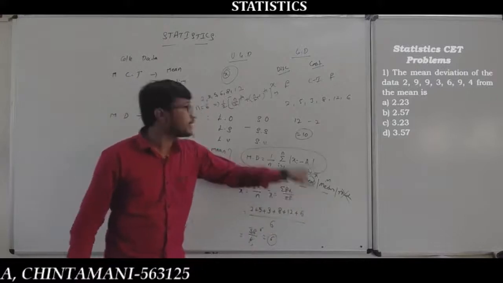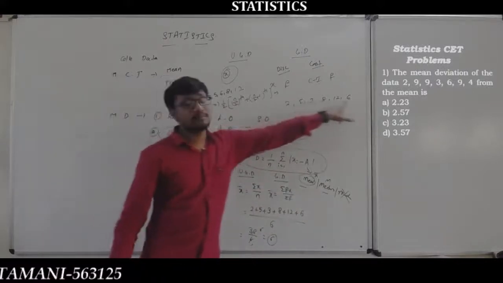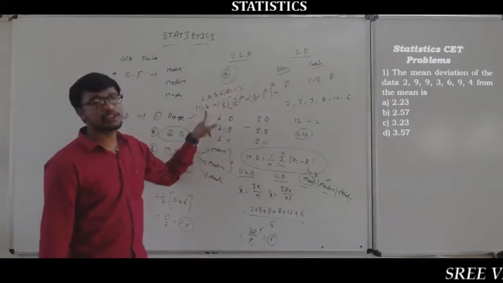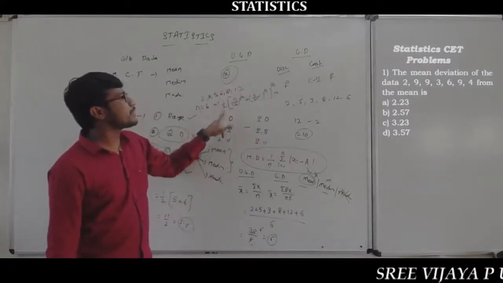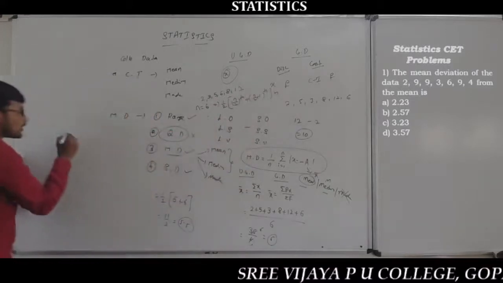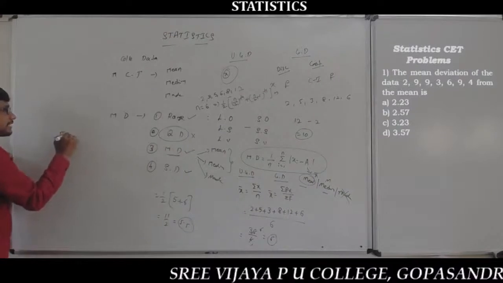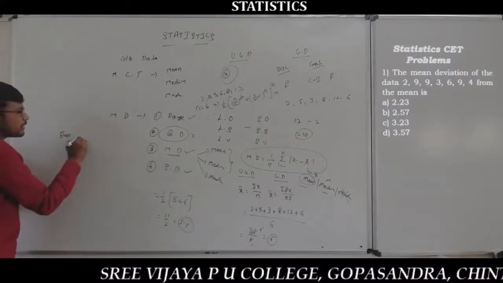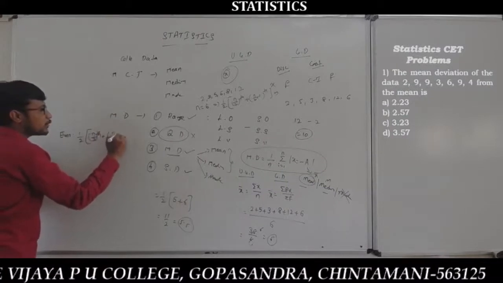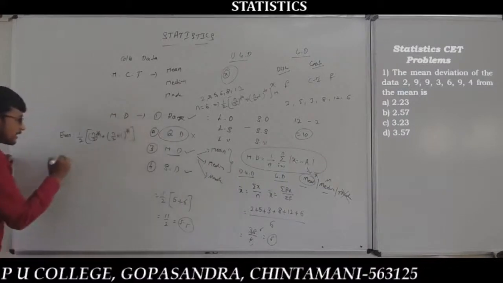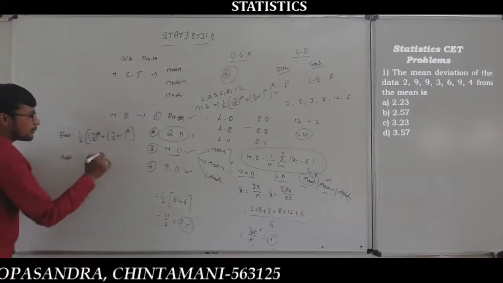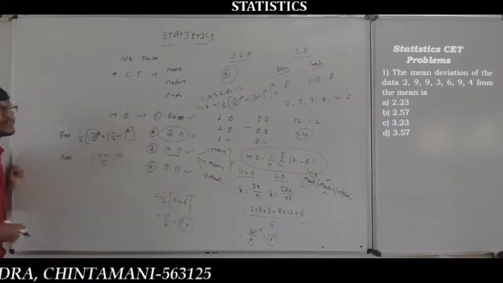To find the median, first of all you arrange the observations or the data in ascending order. If the number of observations is even, the formula is 1 by 2 into the n by 2 plus n by 2 plus 1th observations. If it is odd, 1 by 2 into n plus 1 by 2th observation.